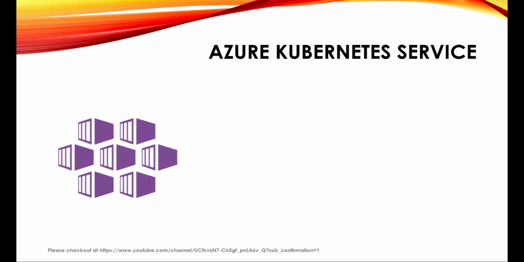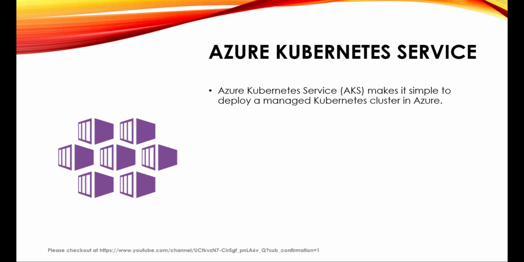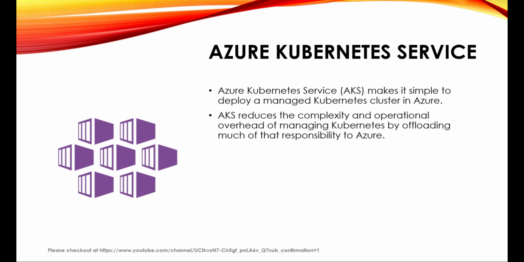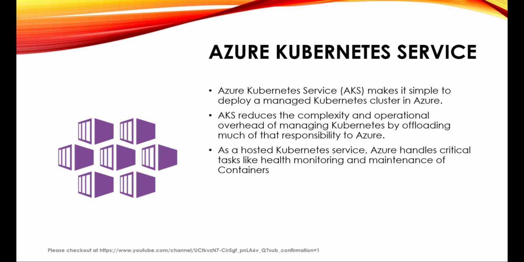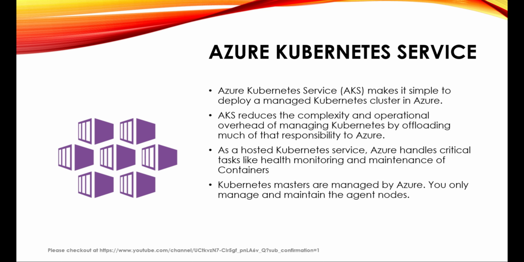Now, as we know, we use Kubernetes for the orchestration of the containers. So let's take a moment and have a small discussion about Azure Kubernetes Service. Azure Kubernetes Service, in short called AKS, makes it simple to deploy a managed Kubernetes cluster in Azure. It reduces the complexity and operational overhead of managing Kubernetes by offloading much of the responsibility to Azure. As a hosted Kubernetes service, Azure handles critical tasks like health monitoring and maintenance of containers. Kubernetes masters are managed by Azure. You only need to manage and maintain the agent nodes. The Kubernetes masters are like the console that you would use to manage the underlying containers.